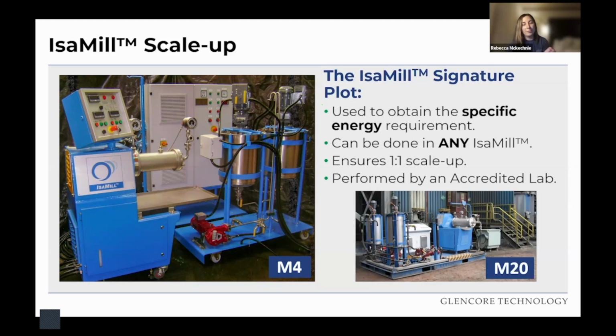What you see on the screen here to the left is the laboratory scale M4 isomill that we usually do the signature plots in. And at the bottom, we've got a picture of an M20 isomill with 2 tanks and a feed pump.